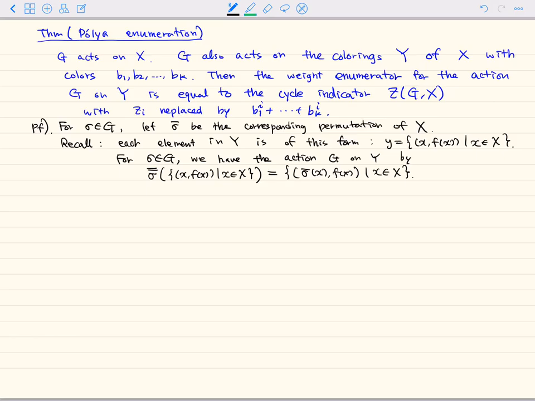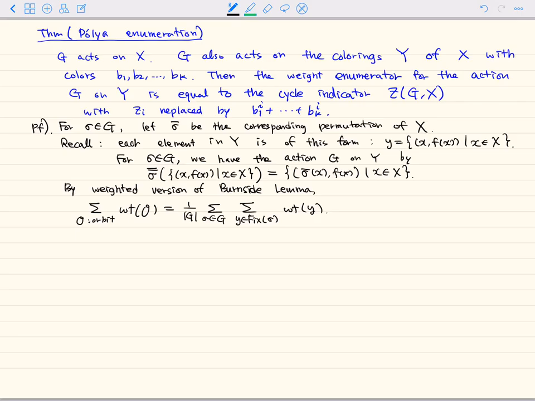Okay, so now by the weighted version of Burnside lemma, we have this summation. The sum over all orbits of the coloring is equal to 1 over |G| times the summation over sigma in G and y in fix of sigma of the weight of y. Here the weight of the coloring is the product of the colors used, the monomial.